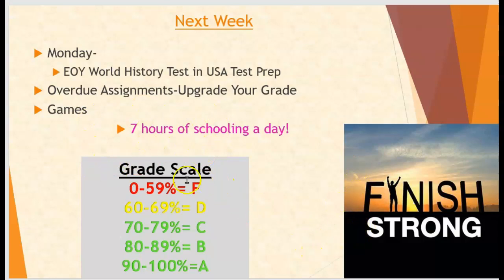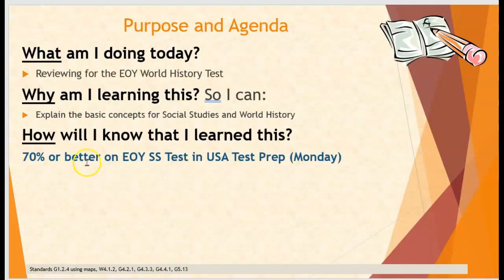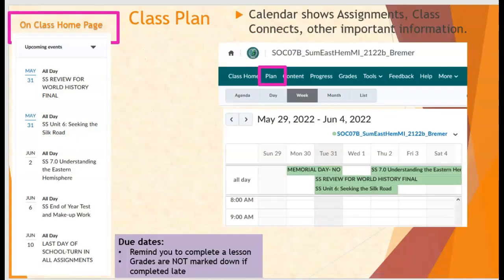Let's finish strong. Here's the grading scale. I would love everybody to be in this A, B, and C range, okay? So work to get yourself there. So we're going to review for the end of the year world history test. I just want you to explain some basic concepts for social studies and world history, and I would like everybody to get 70% or better on the end of the year test, okay? And again, the test is in USA Test Prep. We'll be taking it Monday.